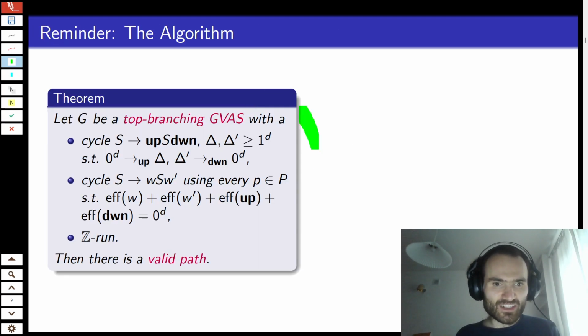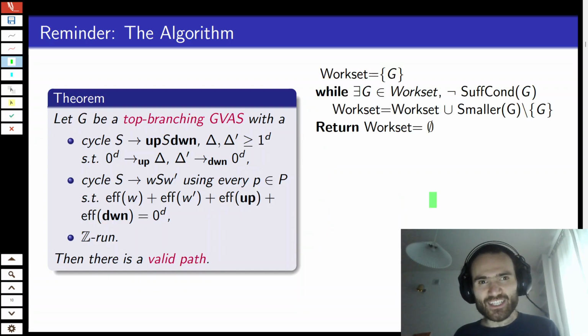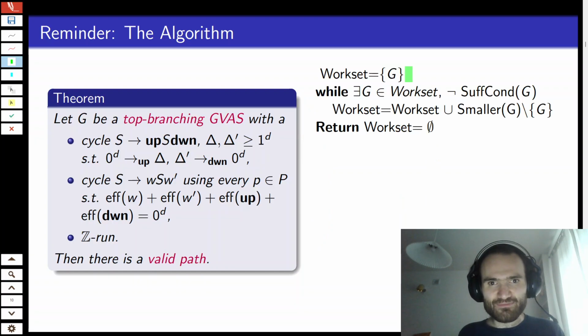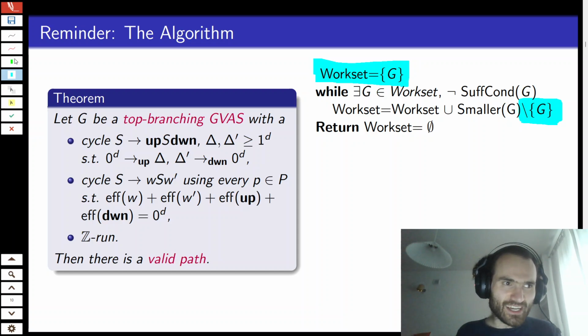So this was the sufficient condition from last time. And the algorithm, again, the same as last time, is the following. Just observe that this time I have actually fixed the problem. And the algorithm starts by taking our favorite grammar, the one we want to decide reachability for, and then it's going to check whether there exists a valid path.